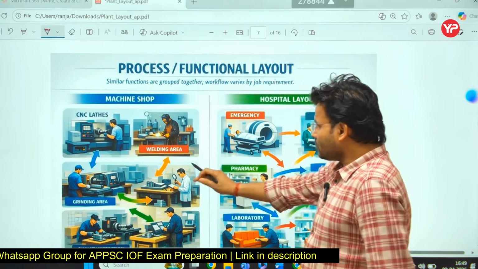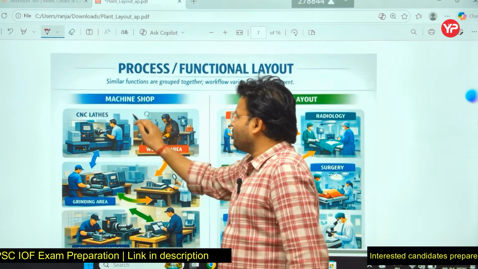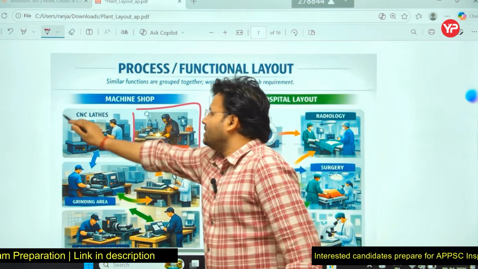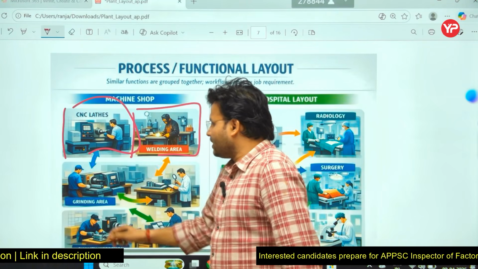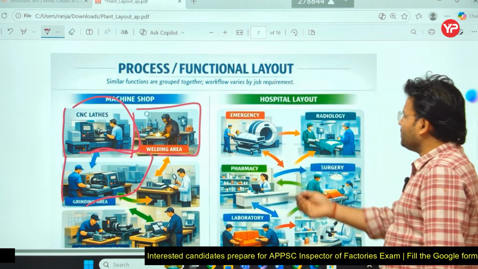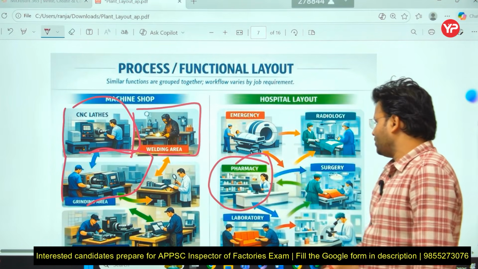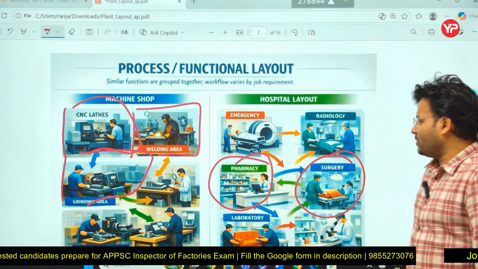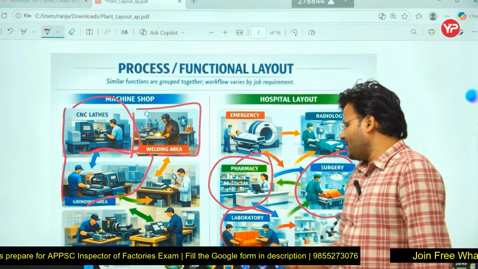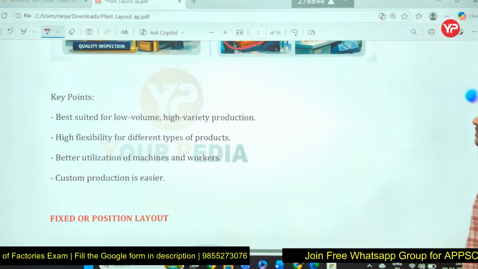See, this is all the CNC. After that welding, so whatever welding is happening will be in that area, CNC work will be in that area, grinding will be in that area. Similarly, we can see the emergency hospital layout like that. Pharmacy, all pharmacy will be at one point. Surgery will have everything in one space, laboratory like that. So all that comes under the category of process or functional layout.